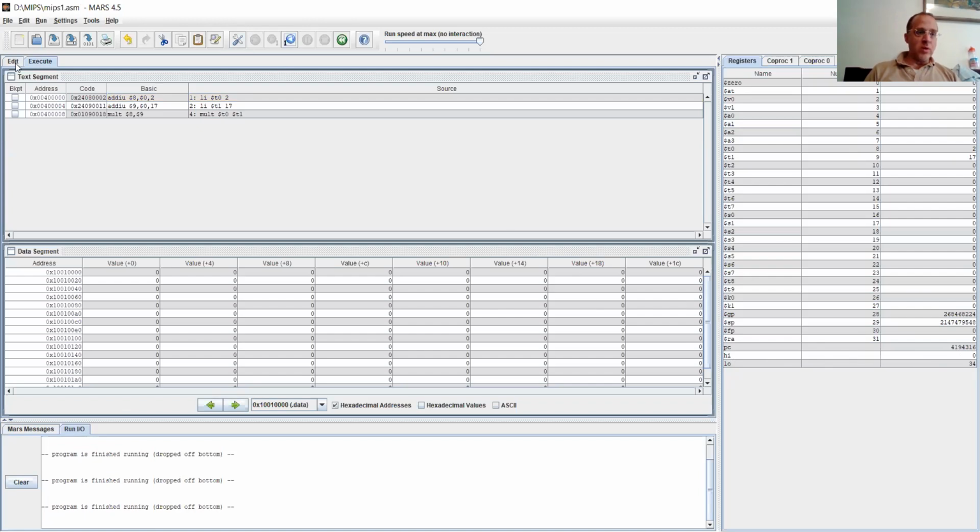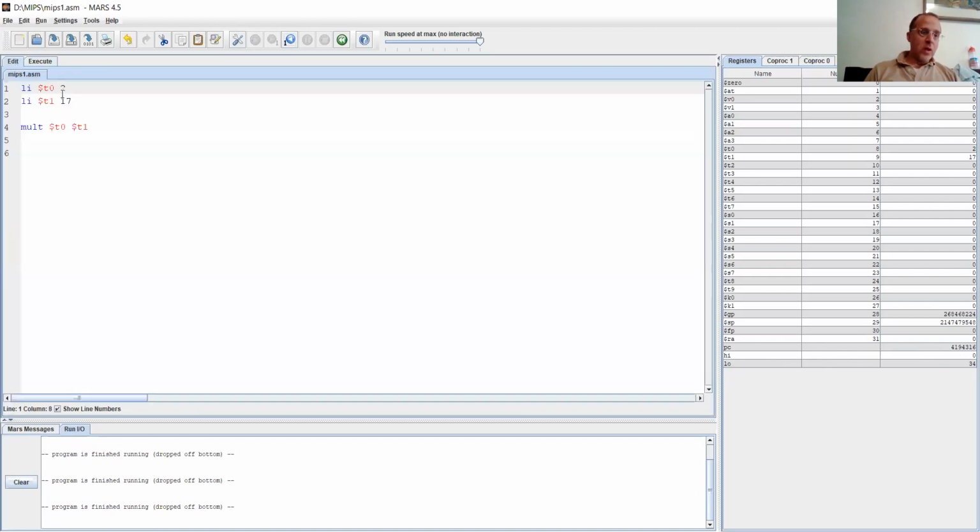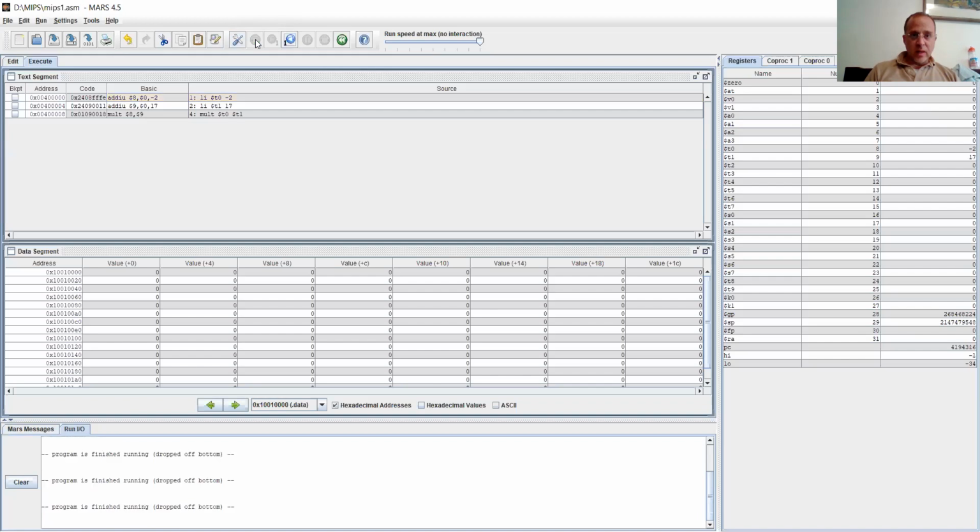Let's try with a negative number. Negative 2 and multiply. And now what do I see? Negative 1 and negative 34. Why negative 1 in the high? Can anybody tell me why there's negative 1 in the high?